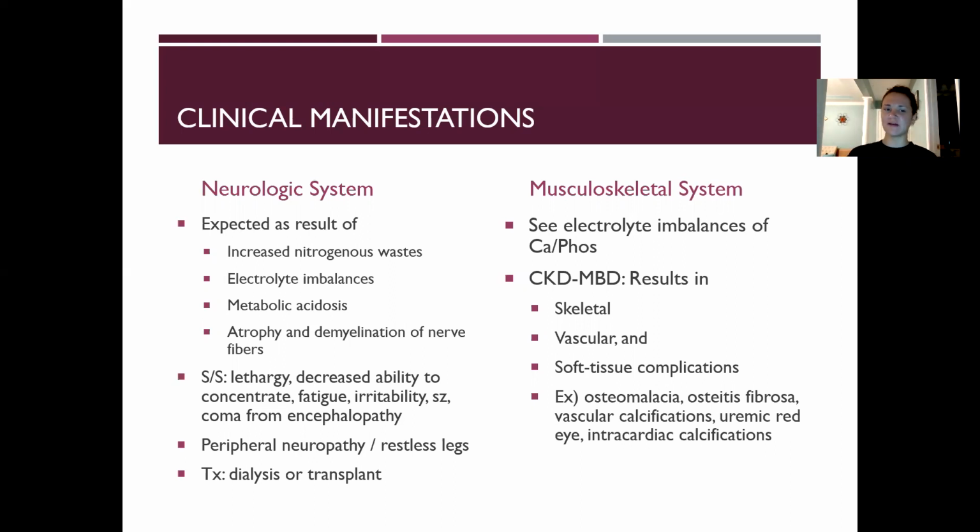They can also experience symptoms with peripheral neuropathy, which is burning, tingling, numbness in the extremities, and an altered sensation in their extremities, and then even restless leg syndrome can occur. And then the treatment for this, of course, is to get them to dialysis or transplant. The musculoskeletal system will be impacted largely based on calcium and phosphate and electrolyte imbalances, and we'll talk about that in just a second.